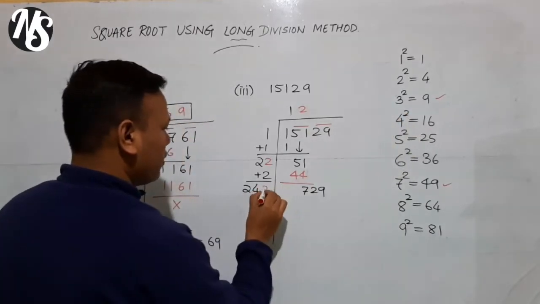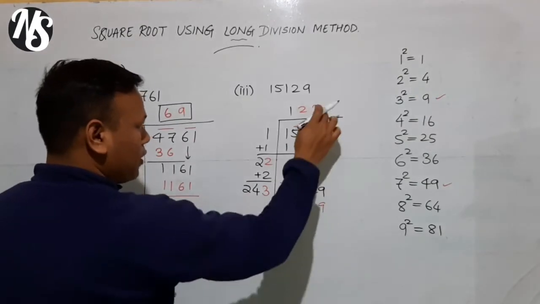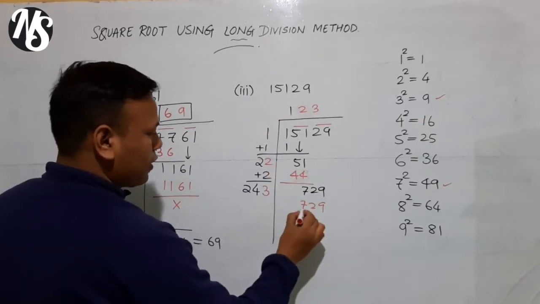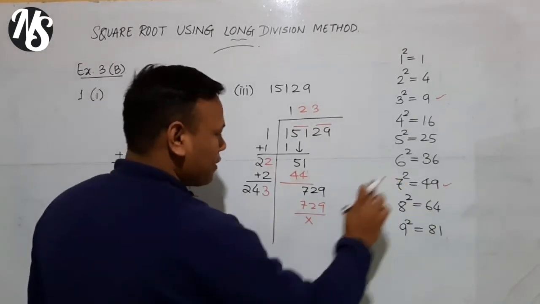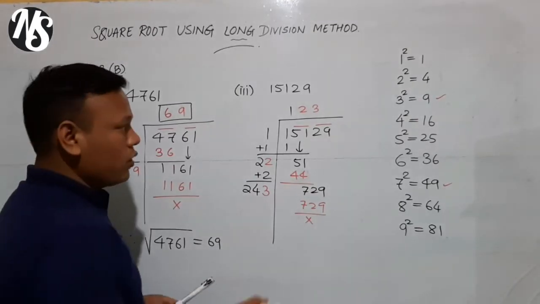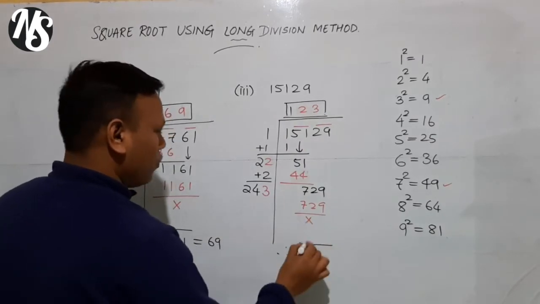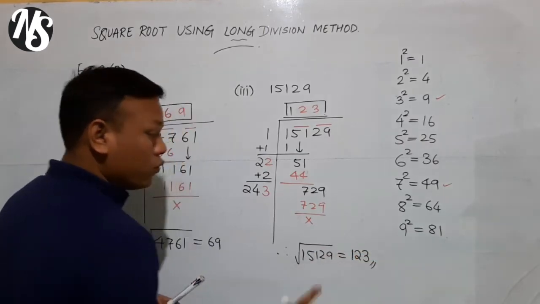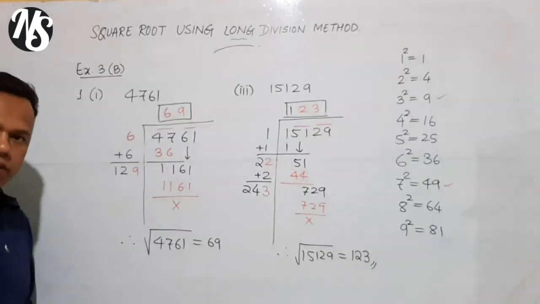So if I write 3 here, then I need to write 3 here also, right? So 3 3s are 9, 3 4s are 12, carried over 1, 3 2s are 6, plus 1 is 7. That means here I need to write 3 only. I cannot write 7 because I got remainder to be 0, isn't it? So therefore, in this case, what is the square root? Your square root will be this one. Okay, so therefore we say square root of 15129 is 123 using a long division method. Okay, pause the video and note down your solution.